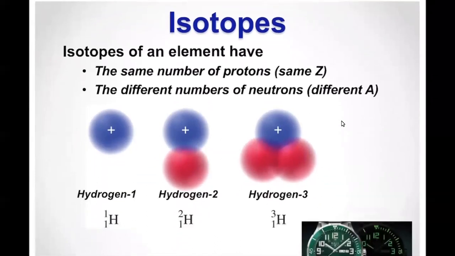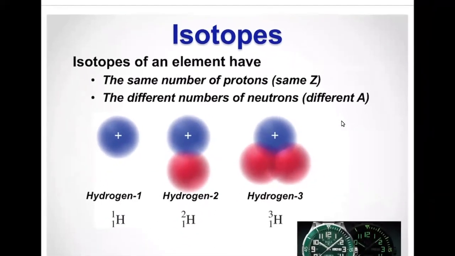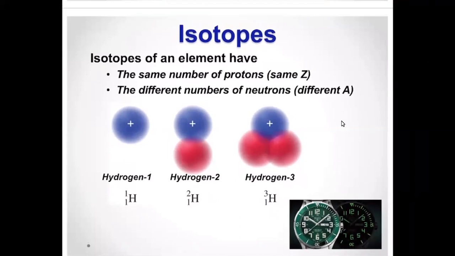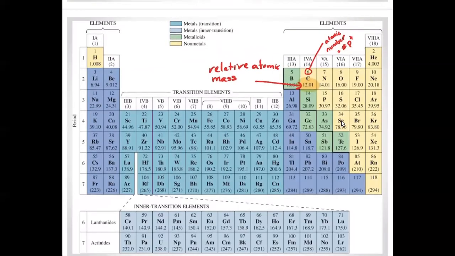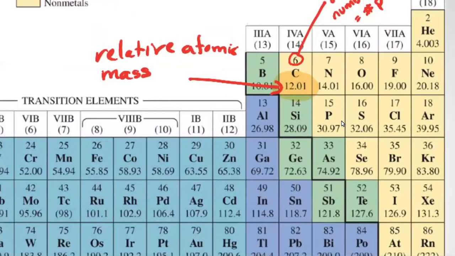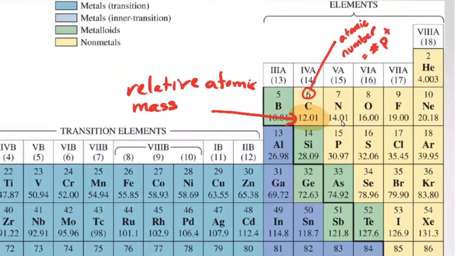So isotopes of an element will have the same number of protons because they are that particular element. So that particular element always has the same number of protons. So let's go back here. So you see, if you're the element carbon, you always have 6 protons.